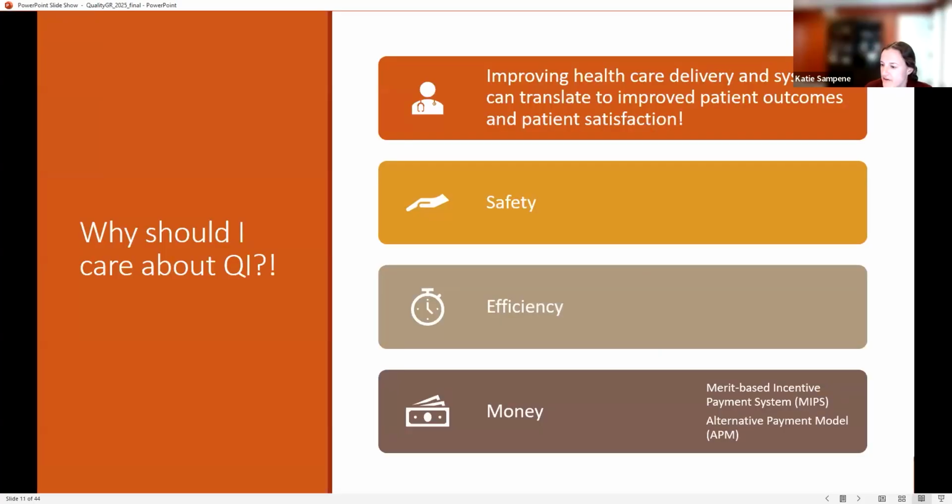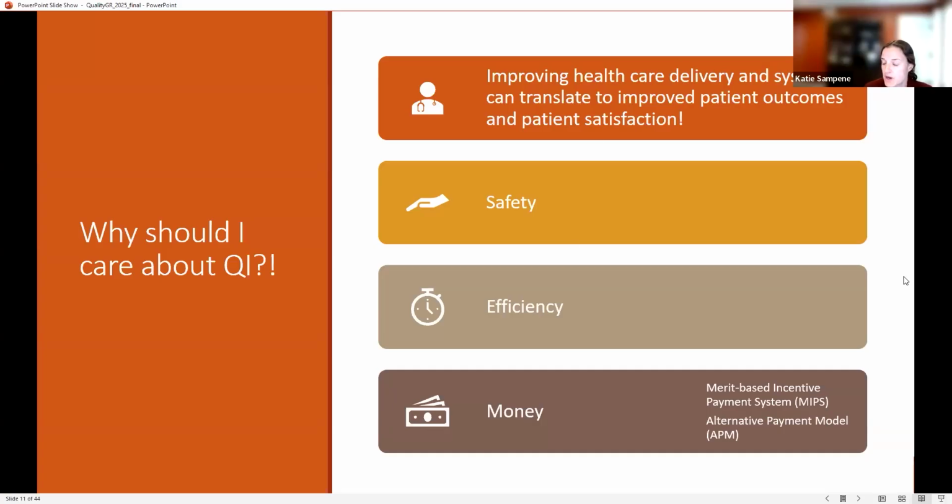So why should I care about QI? There are a lot of different reasons. The number one reason is to make care better. Anyone who works in healthcare can look around for just a couple of minutes, and there's always going to be something that you can make better, from patient outcomes to patient satisfaction. And so that's typically the number one thing. Safety, of course. A lot of times people talk about quality and safety together. Even in the titles of things, it's quality and safety. So those go hand in hand in healthcare.